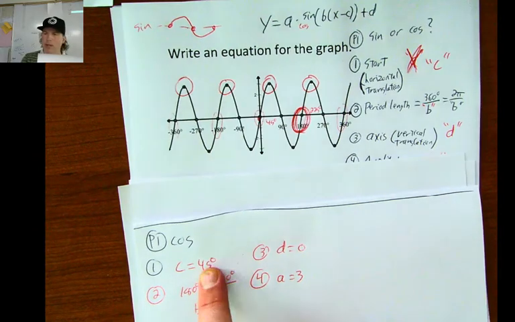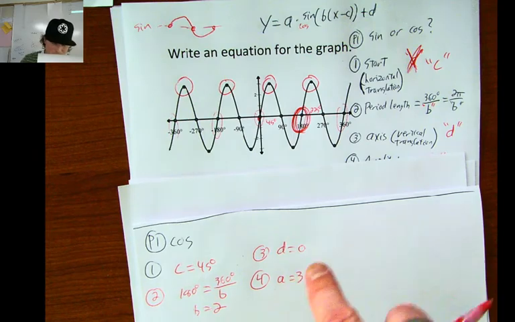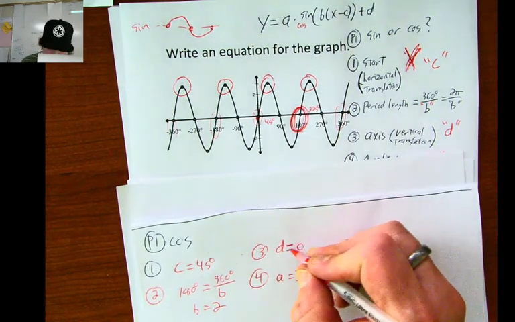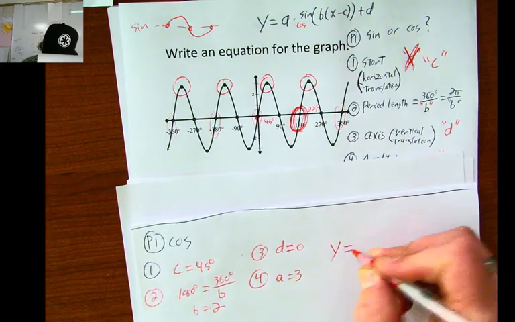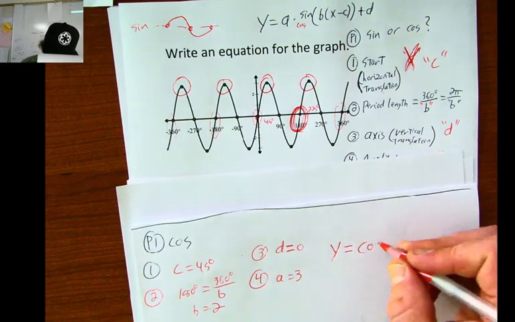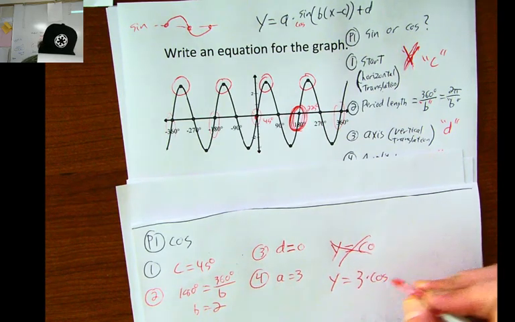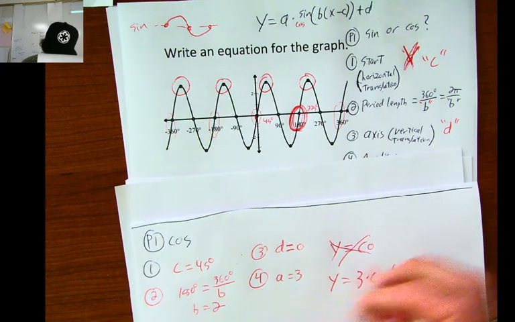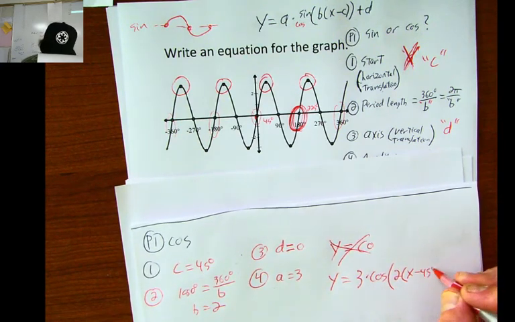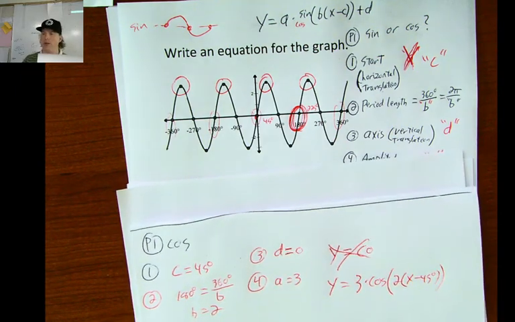So start point can change, but your period, your B value, your D value, and your A value, that'll never change amongst your equations. So my equation, y equals, I chose, amplitude 3. So 3 times cosine of 2, parentheses, x minus 45 degrees. Don't forget the degrees. D is equal to 0, so I don't need to put a plus 0. And that's that equation. And that's a cosine graph.